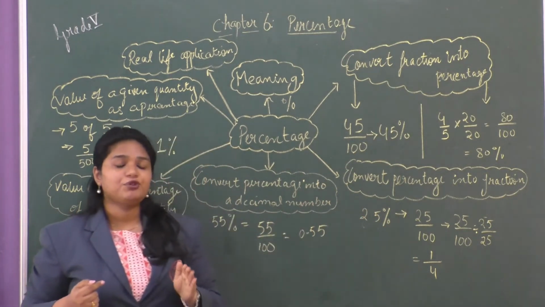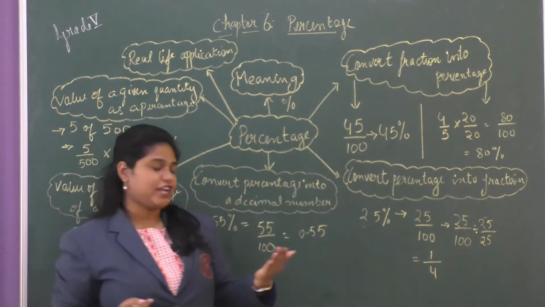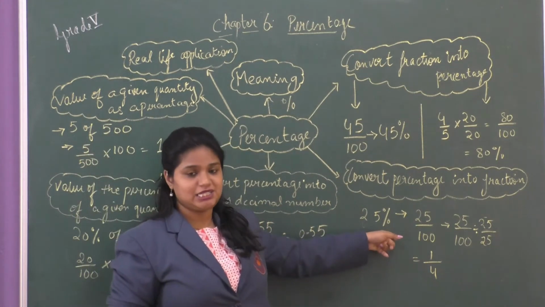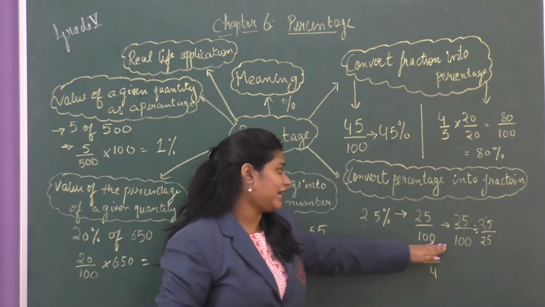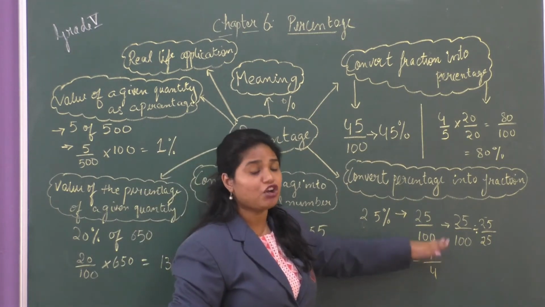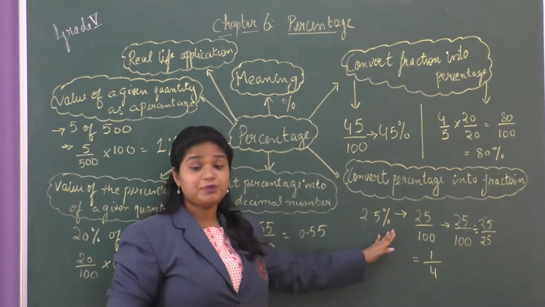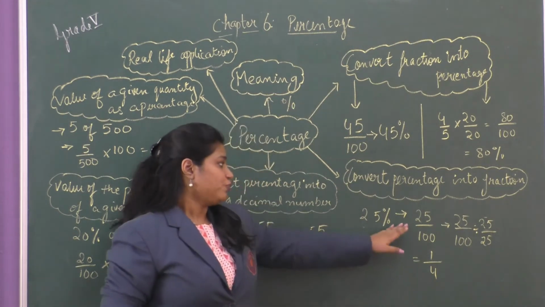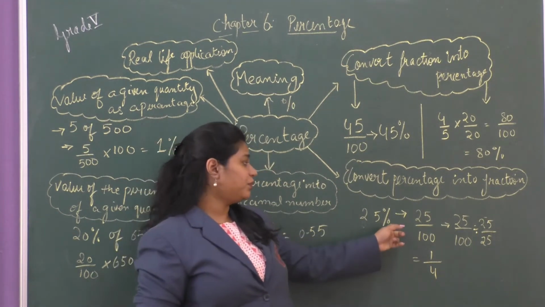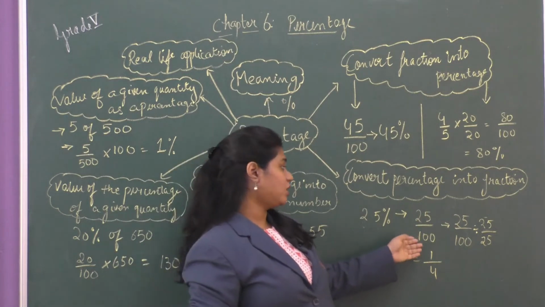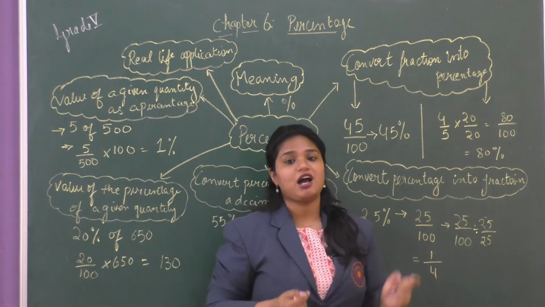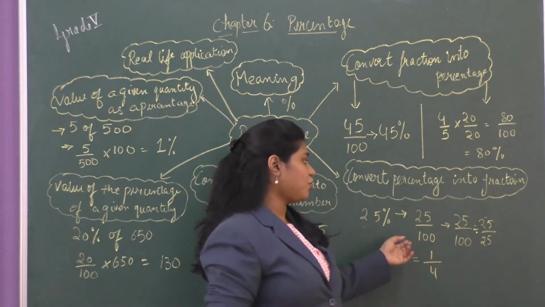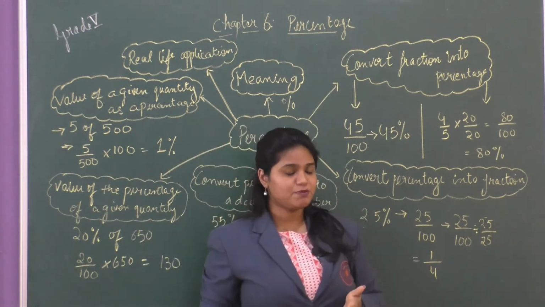Now when we have to convert percentage into fraction, we omit the percentage sign. Now once you have omitted the percentage sign, we can directly add 100 in the denominator. So 25% will be written as 25 upon 100. We omitted the percentage sign and we wrote 100 in the denominator. Now we will always simplify our fraction. So this is a proper fraction. We can further simplify it.